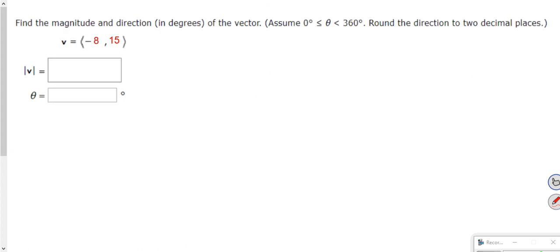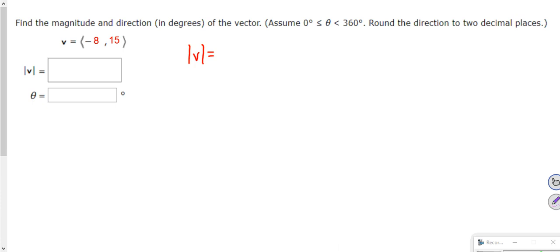Find the magnitude and direction in degrees of the vector. Assume that theta, which is measuring our degrees, is between 0 and 360. Round the direction to 2 decimal places. Okay, so first we have to find our magnitude, okay? The absolute value of v.